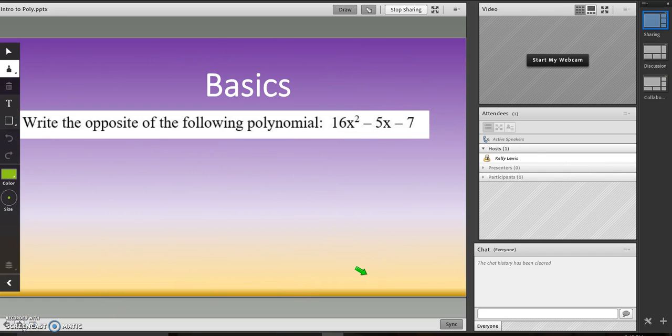All right, opposite. So that just means change all the signs. So instead of it being a positive 16x, it'll be negative 16x squared. Instead of it being a negative 5x, it'll be a positive 5x. Instead of being a negative 7, it'll be a positive 7. That's all I want to show you there.